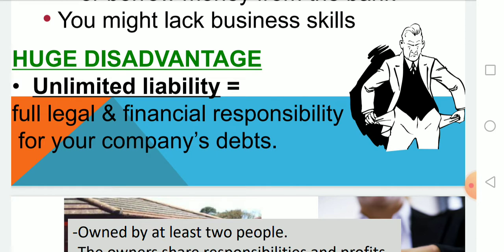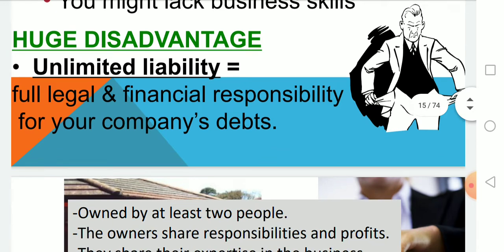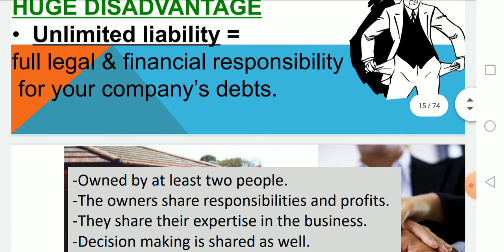Unlimited liability. This means what? You have the full legal and financial responsibility. You have this financial responsibility for your company's debts, so you have to pay and you have to concentrate, because this is very important, not to get in jail.